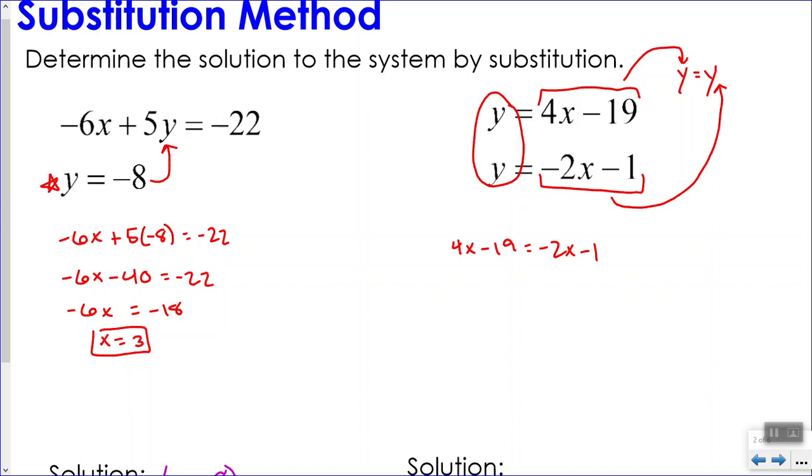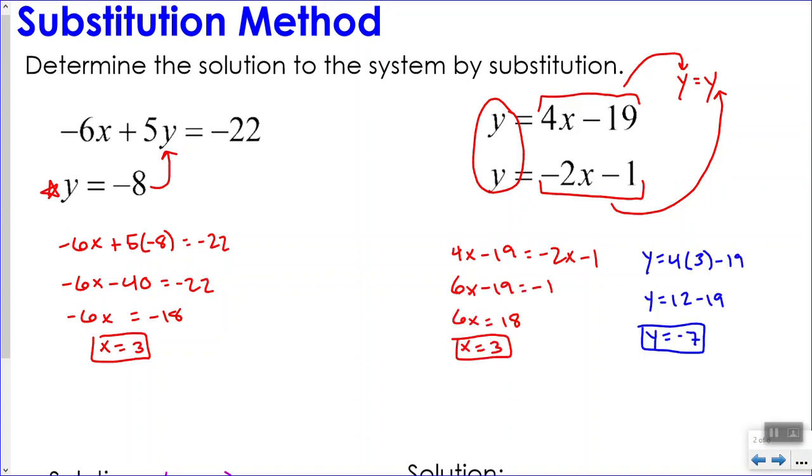Now I have just a simple equation with variables on both sides, but only one variable, so I can go ahead and solve this. Pause the video, see if you can solve for x, and then find the value for y, and in doing so find the solution to this system.